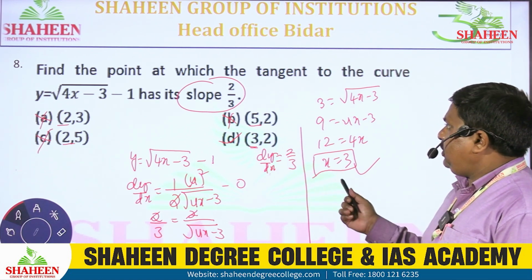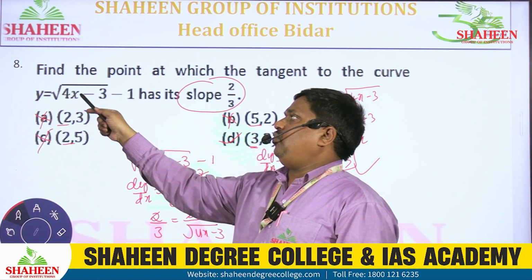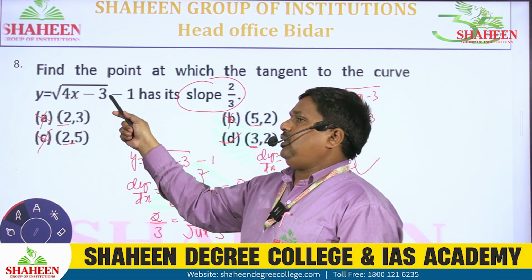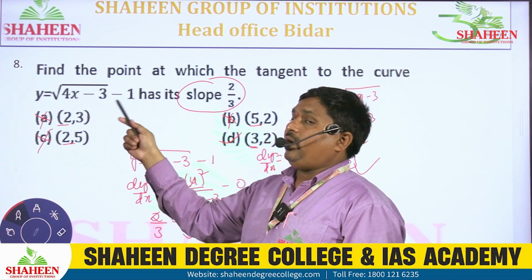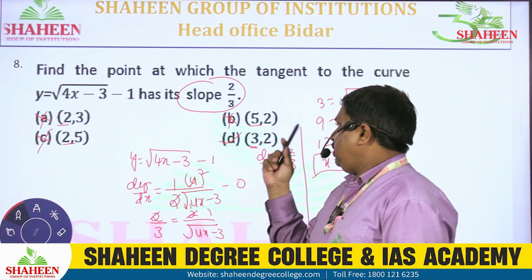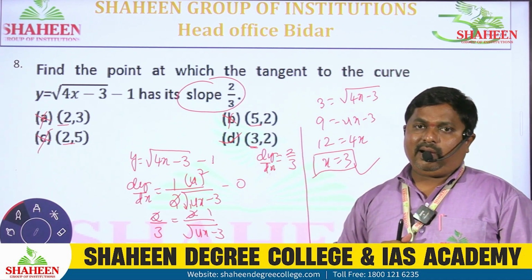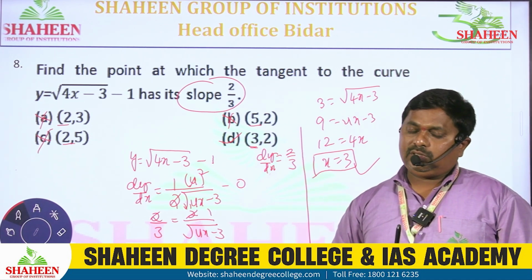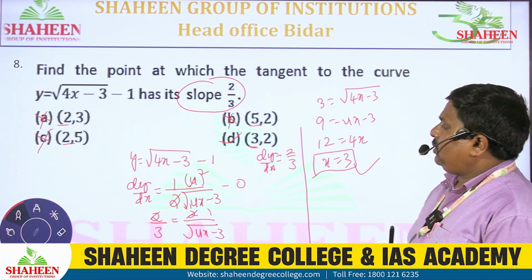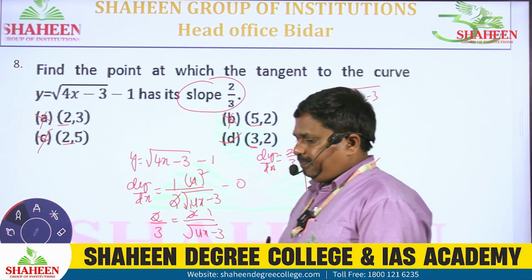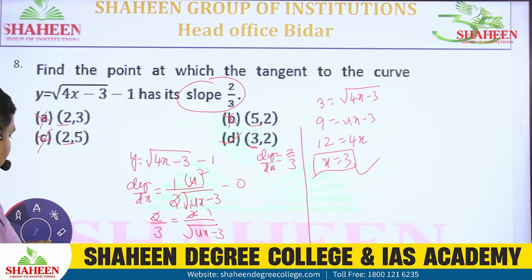If we substitute x equal to 3 here, 4 times 3 is 12. 12 minus 3 is 9. Root 9 is 3. 3 minus 1 is 2. So y is equal to 2. X equal to 3, y equal to 2. The fourth option is the right option. In this way, we are calculating the value of the point. Understood now? Okay, so let us move to the next problem.